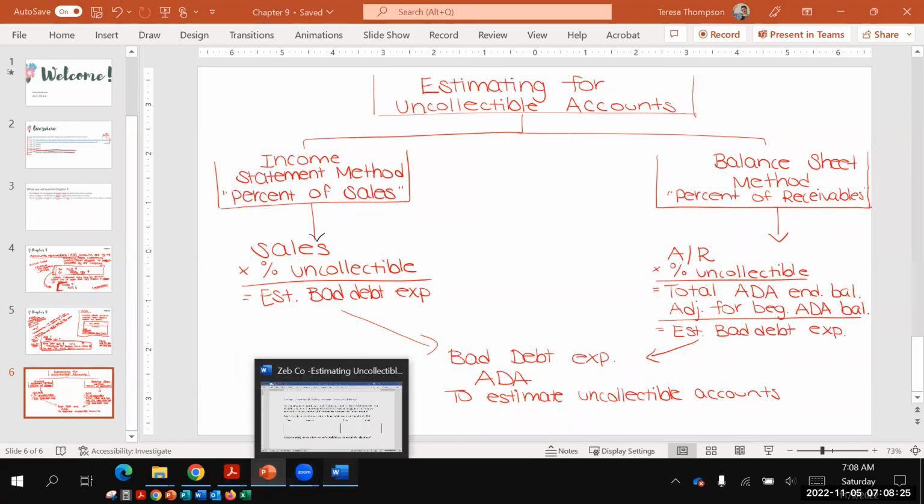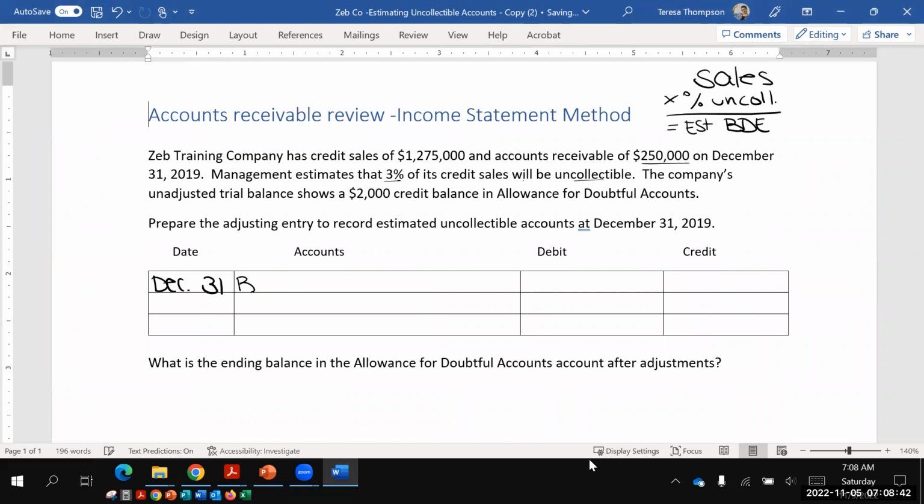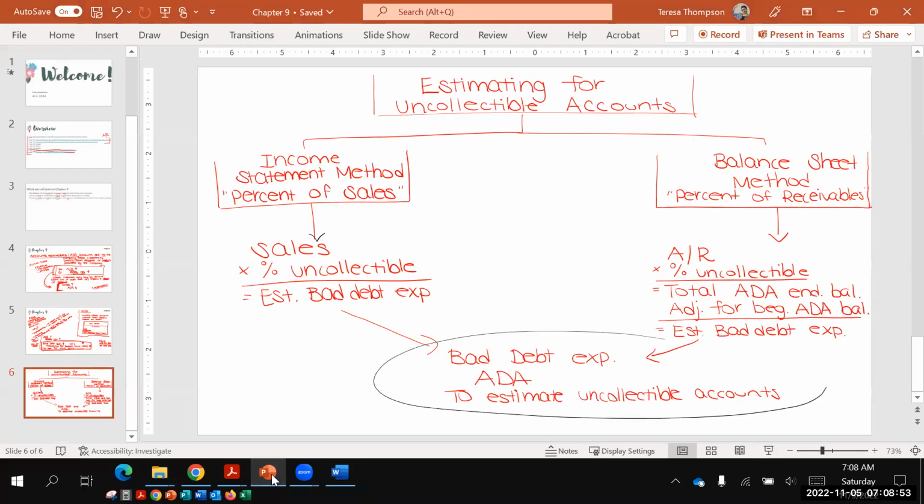So let's go back to it. Sales times percent uncollectible will give us our estimated bad debt expense. We're preparing the adjusting journal entry. The accounts are always the same. Doesn't matter which method we are using. ADA, remember? This is going to be your accounts. Doesn't matter which method we use.